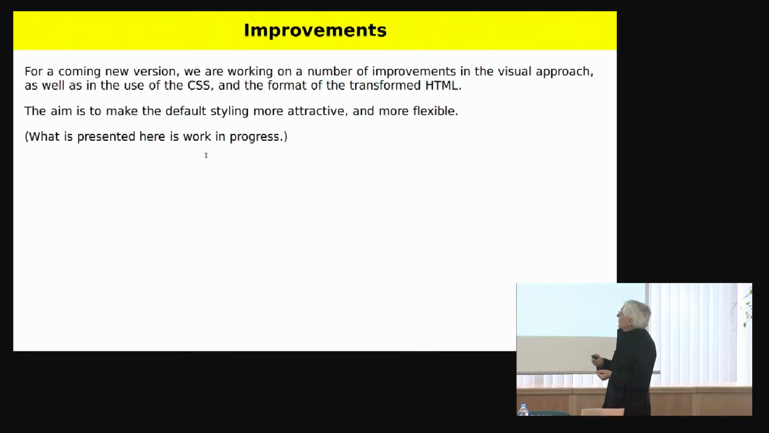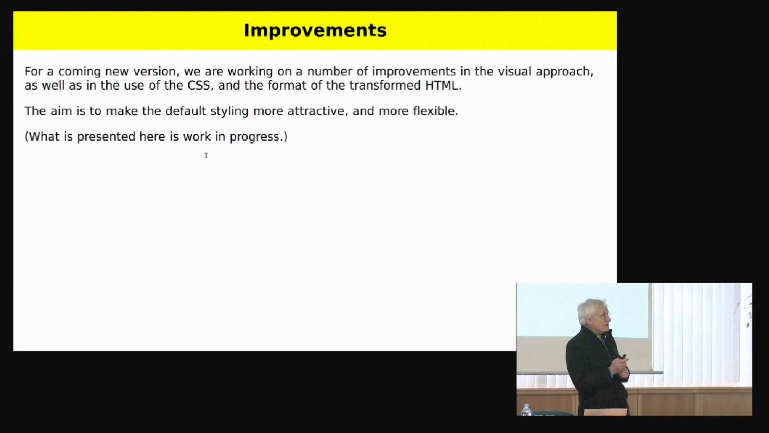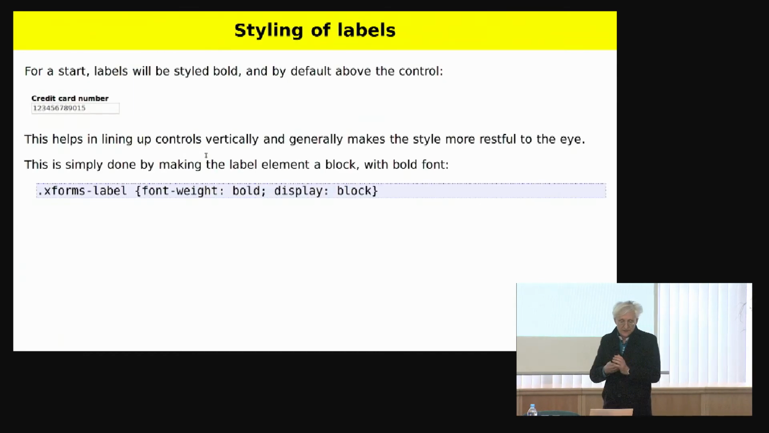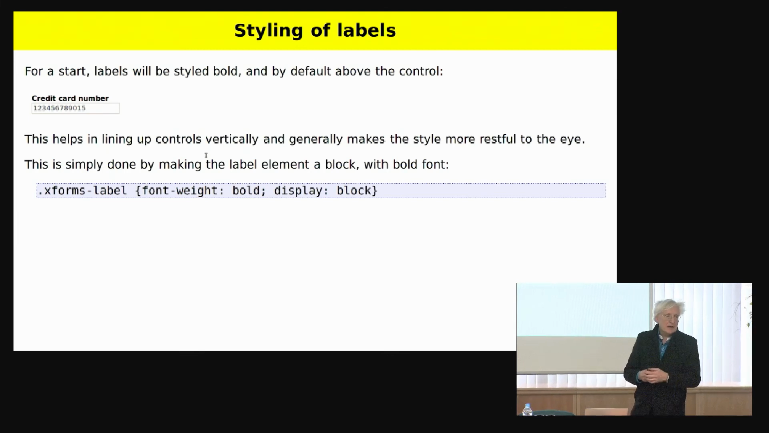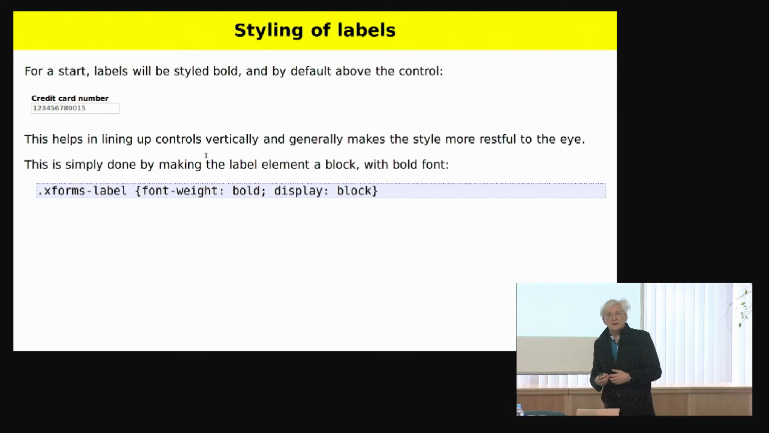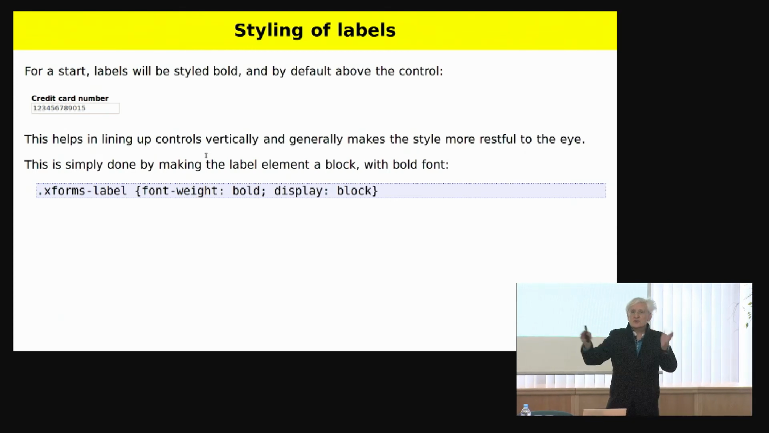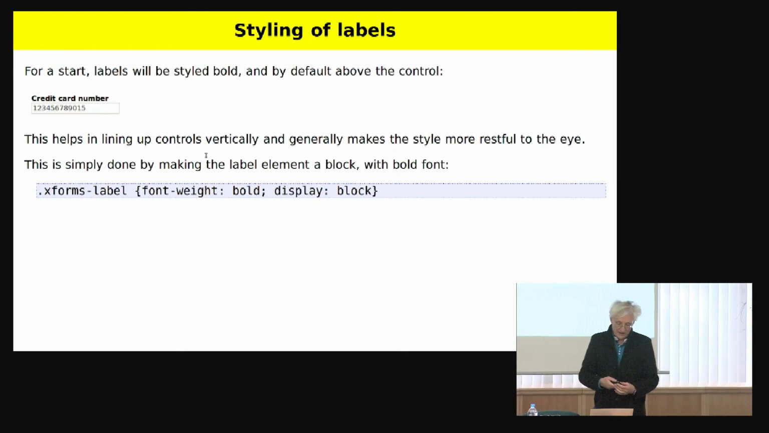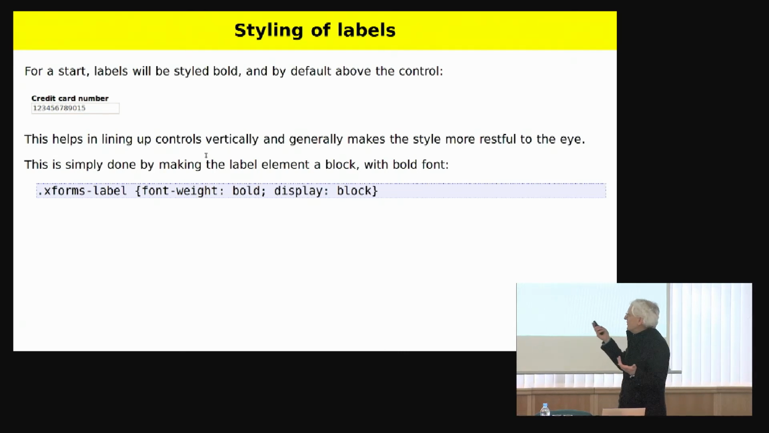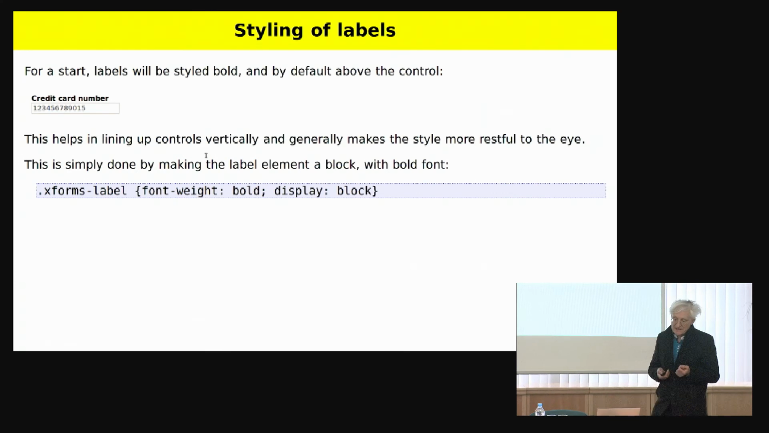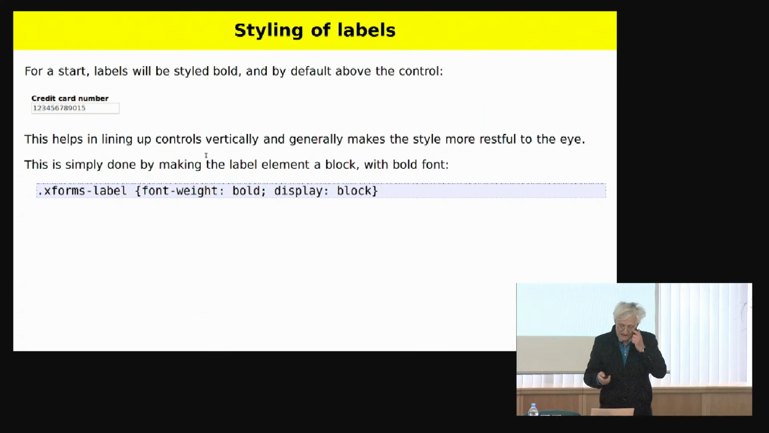This is all work in progress. The first beta of this just got released this week. So for a start, in the original version, labels were just put in regular text next to the control, so controls just didn't line up. So the default style will be to do it in bold above the control, so that then all controls at least will line up on the left-hand side. This is very simple, just using CSS, font weight bold, and display as a block.